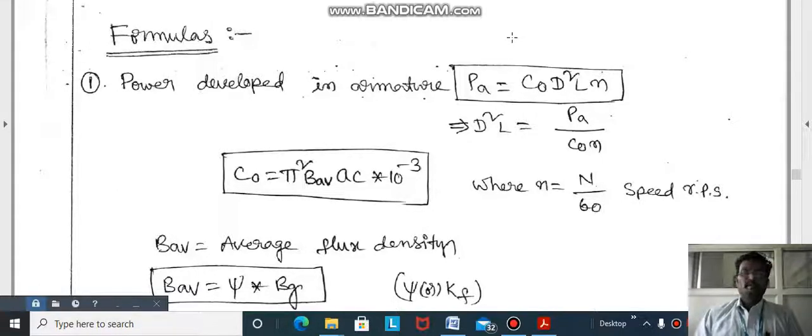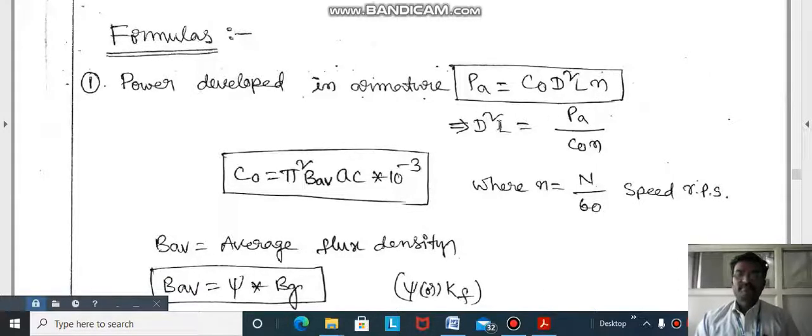Power developed in armature: PA is equal to C0 D square L N. PA is the armature power, and C0 is a coefficient. D and L are the diameter and length of the armature, and N is the speed in RPS.